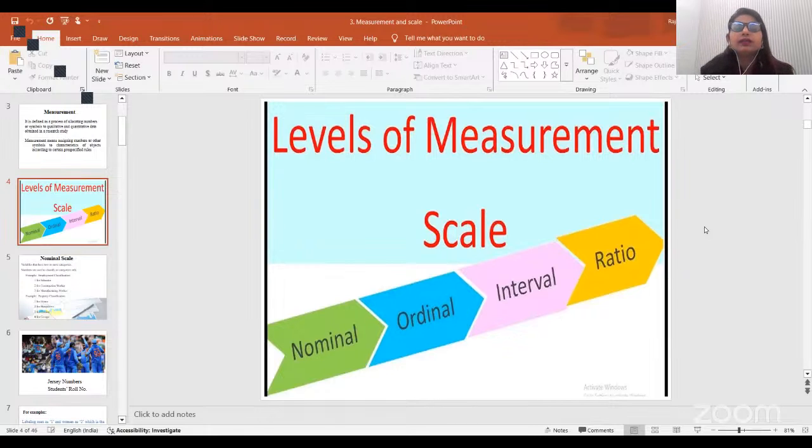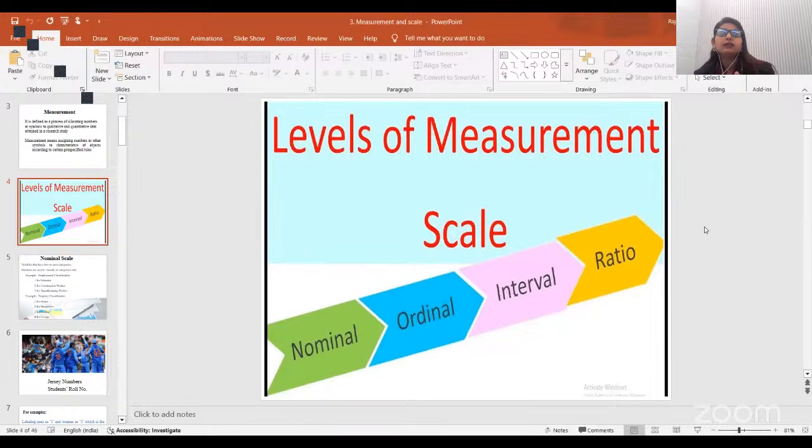So nominal is when we simply assign numbers, right? When we simply categorize, when we simply assign the number to our data, that is nominal scale, right? In ordinal, first we have to categorize the data, and after that, we have to rank the same. First, we have to categorize, and then we have to give the orders. Means you have to give the ranks.